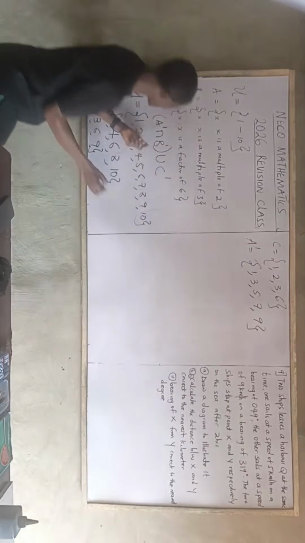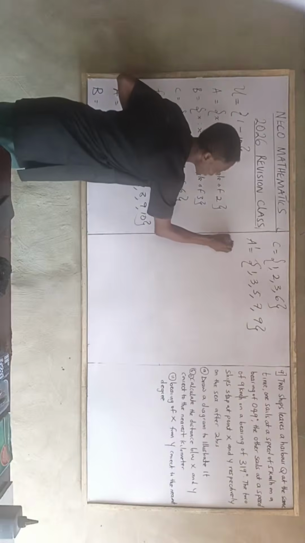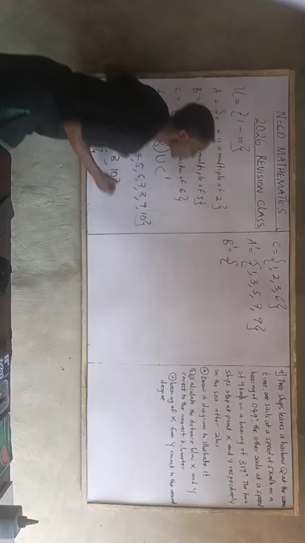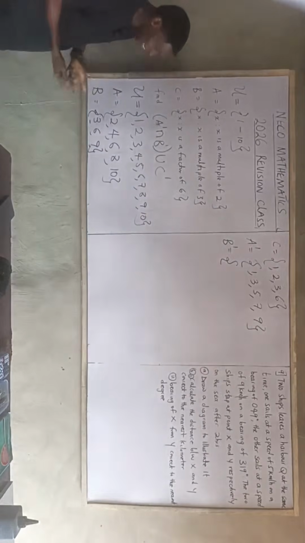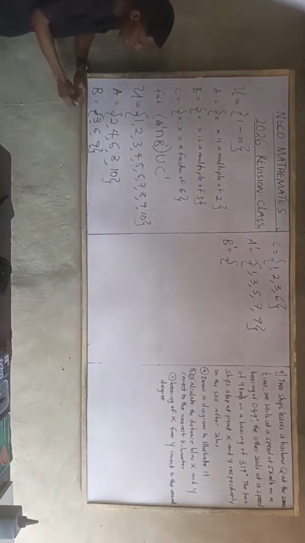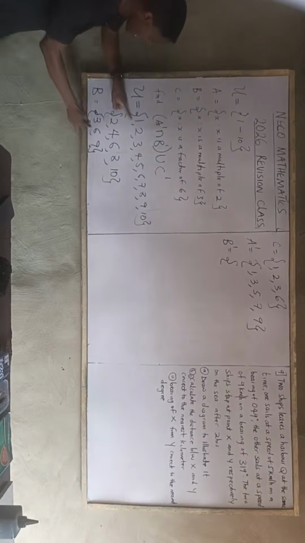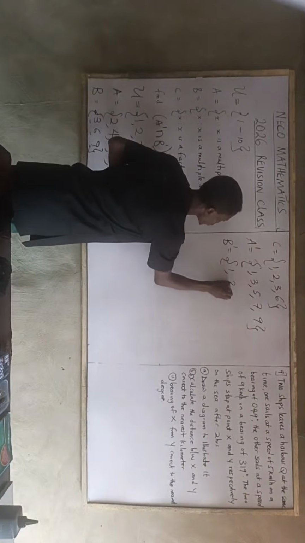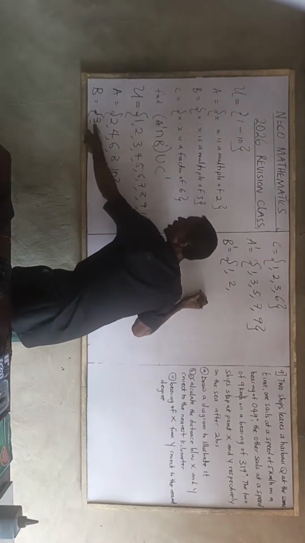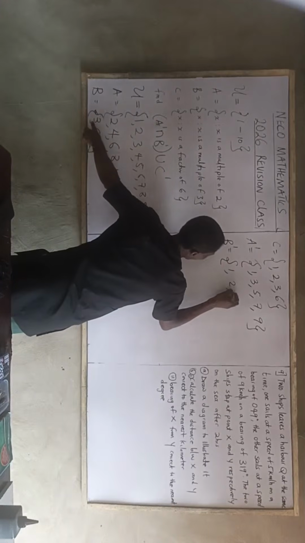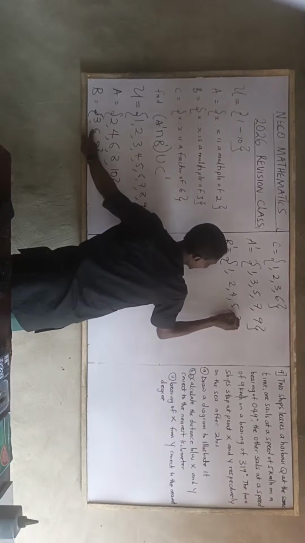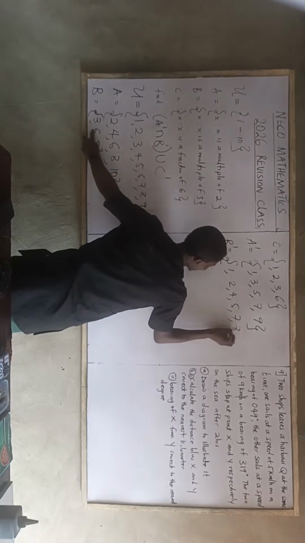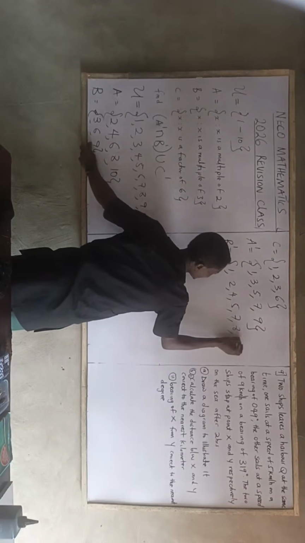Now we proceed to the next one, B prime. The same procedure: elements that I can find in the universal but cannot find in B. I have 1, 2, then I've got 3 here, then 4 here, 5, I've got 6 here, then 7, 8, I've got 9 here, then I move to 10.